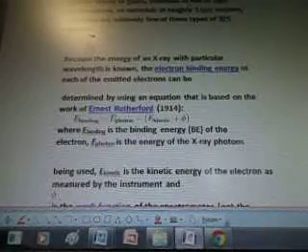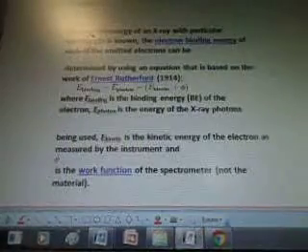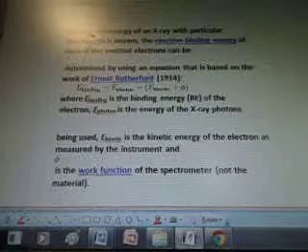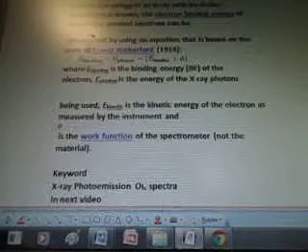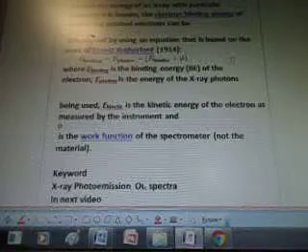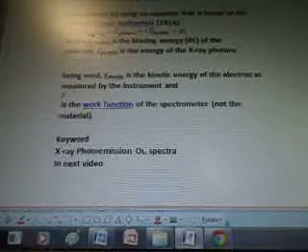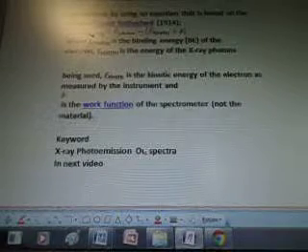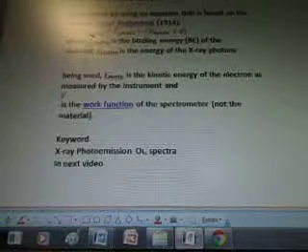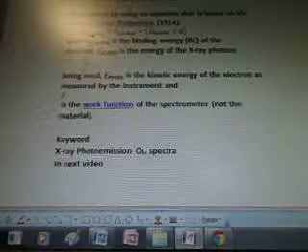Because the energy of an X-ray with particular wavelength is known, the electron binding energy of each of the emitted electrons can be determined by using an equation that is based on the work of Ernest Rutherford, 1914. So E binding equals E photon minus E kinetic plus the phi symbol there, where E binding is the binding energy (BE) of the electron, E photon is the energy of the X-ray photons being used, E kinetic is the kinetic energy of the electron as measured by the instrument, and phi, the zero with the line through it, is the work function of the spectrometer, not the material.